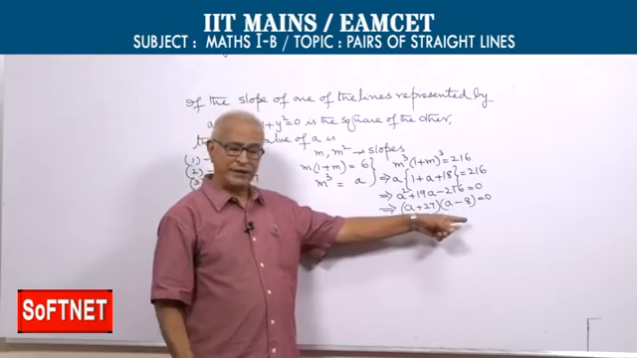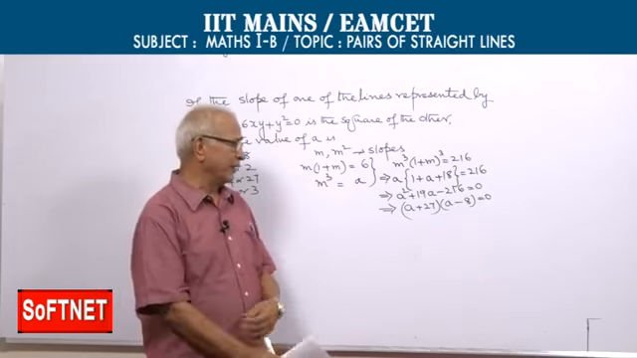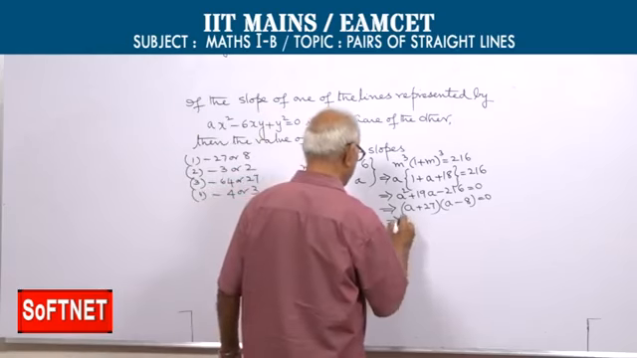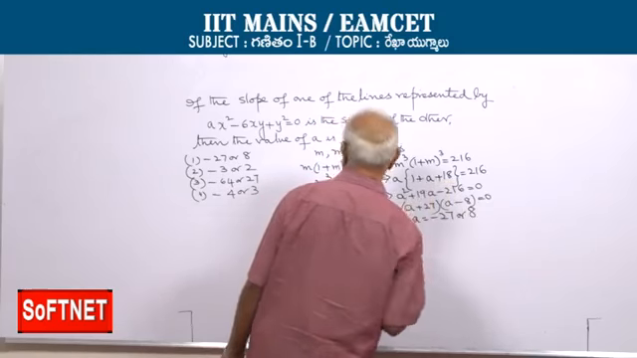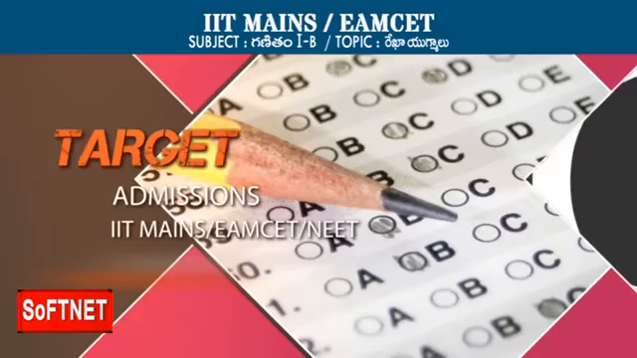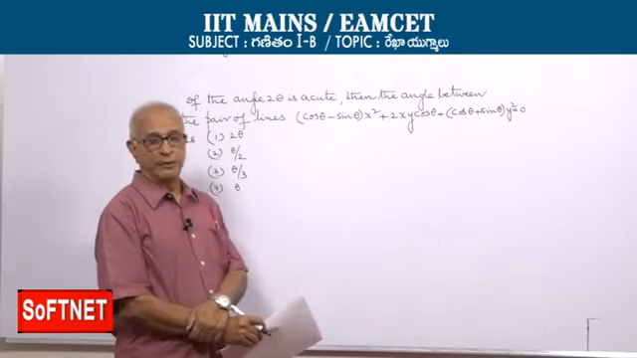27 into 8 is 216. 27 minus 8 is 19. So values of a are minus 27 or 8. So that is the first option. We are given that the angle 2 theta is acute. 2 theta lies between 0 and pi by 2.